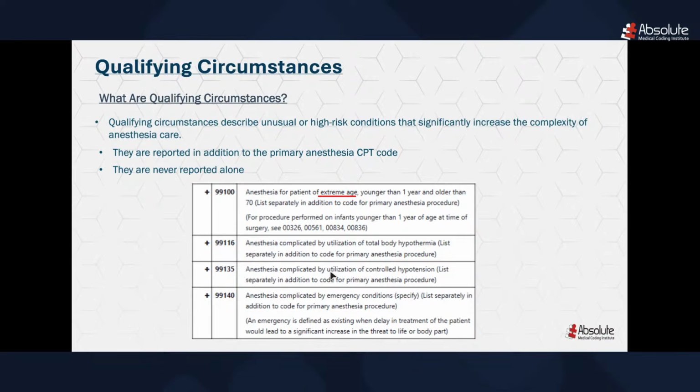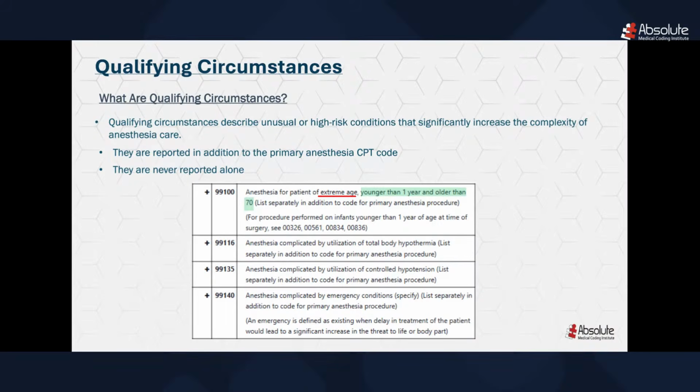First one is 99100. We use 99100 for patients of extreme age, that is younger than 1 year or older than 70. And this adds a risk because the infants and the elderly patients need close monitoring, right? And they respond differently to the anesthesia. So yes, that is a qualifying circumstance.